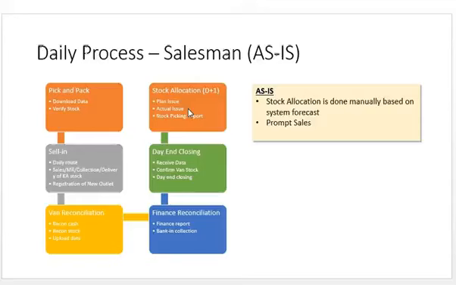So that eventually will generate the stock picking report for the next day, D+1. And then the whole cycle repeats again the next day. So this is the as-is process.